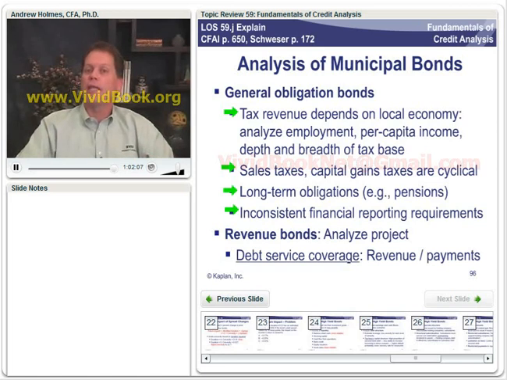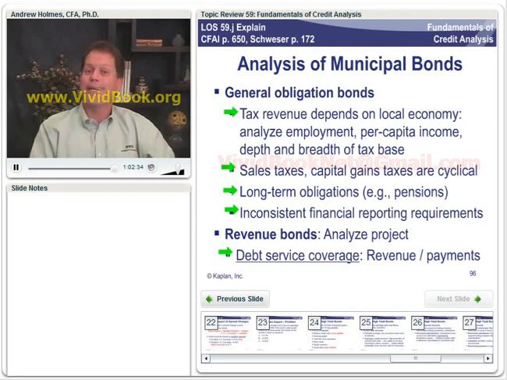And then finally, if we're looking at revenue bonds, well, we're going to look at debt service coverage, so the revenue relative to payments. Of course, the more revenue we're generating relative to the payments that the bond is required to make, the better off we're going to be. We're also probably going to want to see some covenants in there that make sure that the revenues from that project are devoted first to repaying those bondholders. So that is our credit risk material.